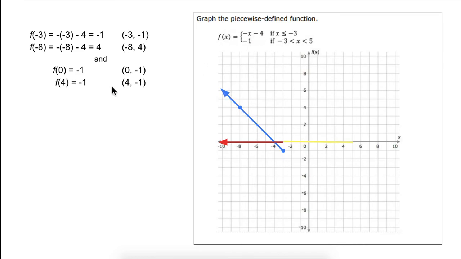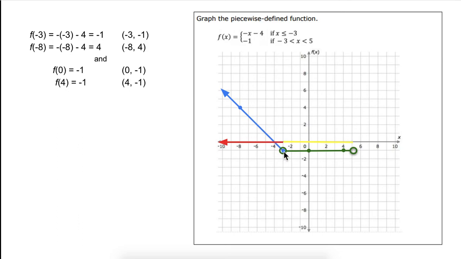Then we look at the next part. We just picked a couple of points: 0, negative 1, and 4, negative 1. Now when we draw the line, it's going to go from negative 3 to 5, but it's open on the ends because it's not equal to those values in our range. So we have our open circles there.